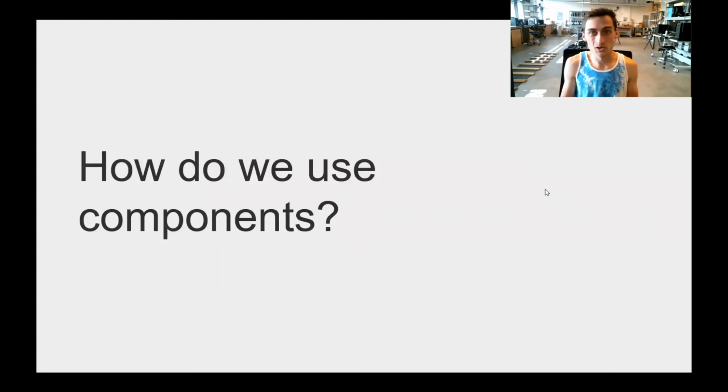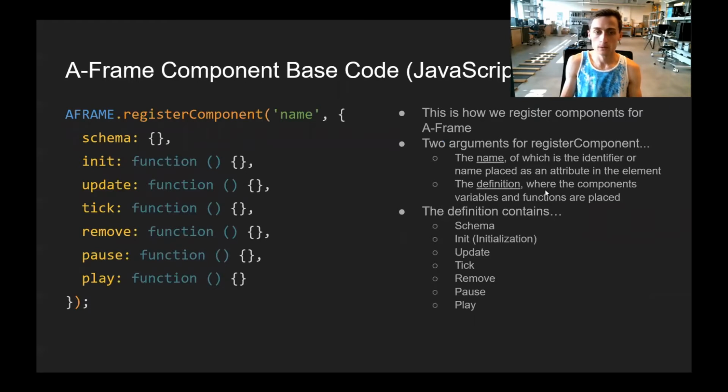All right. So you're probably wondering, how do we even write these components and how do we even use them? Another question you probably had was, what do they look like? So this is what the base code for an A-frame component looks like. So you'll notice that there are 2 arguments we're passing to it. Well, first of all, in order to create a component, you have to call AFRAME dot, and this means that you're calling one of its functions, dot registerComponent. So this is basically enabling you to create your own component.